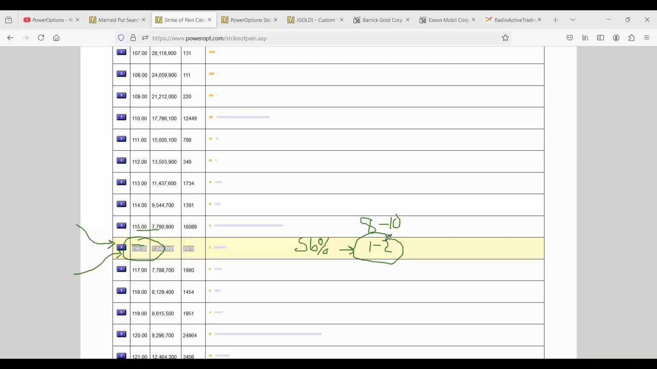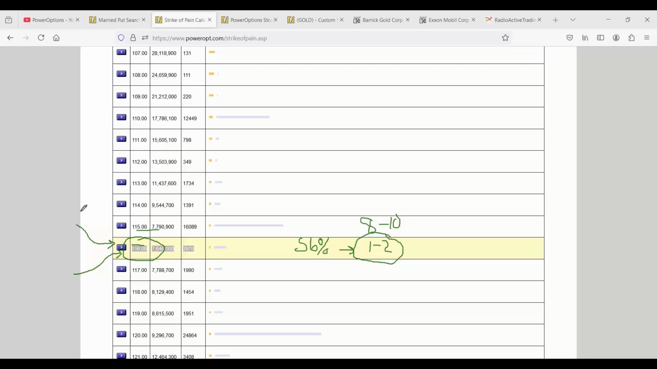I have the 100 strike. 56% of the time in the last 5 days, the strike of pain is gravitating me towards this 100 strike. That's fantastic. I want to be selling that because it's saying, hey, it's going to be within 1 or 2% of here. If you can get 4% premium right now, that's fantastic. Take it.